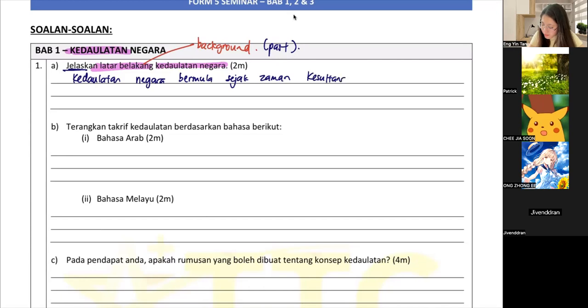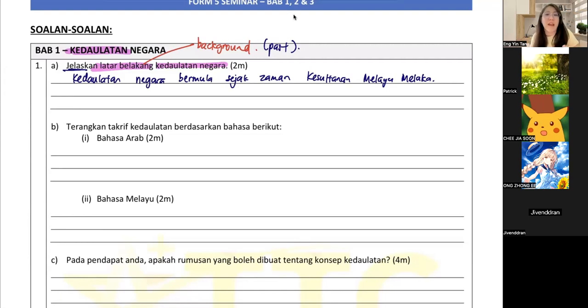Kesultanan Melayu Melaka. Like this, you get 1 mark. Or let's see, maybe some of you don't remember Malacca history. You can also tell me when we started to have full power.